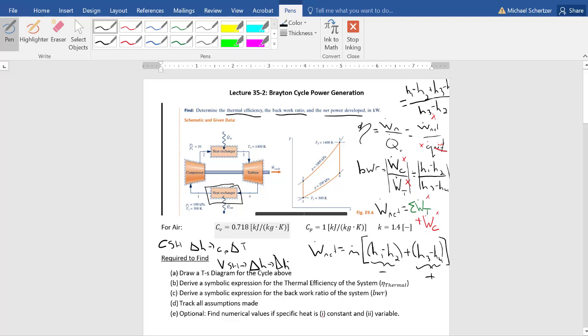So does anybody have a preference how we talk about this? Whether we go through with constant specific heat or variable specific heat? Do you know which one would be harder?